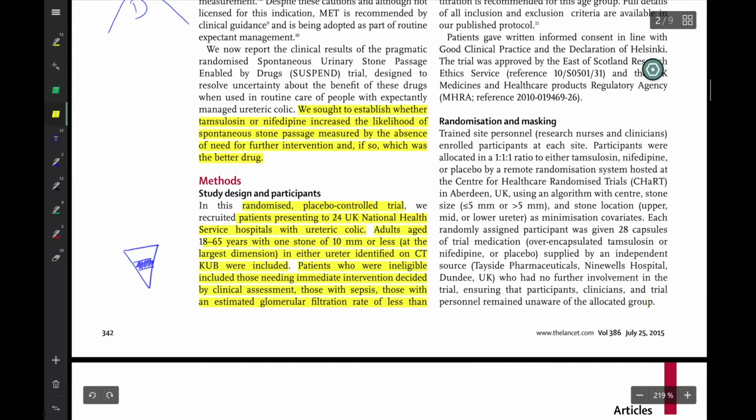We then move on to the details about randomization, and they state that participants were allocated in a 1:1:1 ratio to either tamsulosin, nifedipine, or placebo by a remote randomization system hosted at a remote center in Aberdeen, using an algorithm with center, stone size, and stone location as minimization covariates. Each patient received 28 capsules, which were over-encapsulated, therefore indistinguishable, supplied by an independent pharmacy who had no further involvement in the trial, ensuring that participants, clinicians, and trial personnel remained unaware of the allocated group.